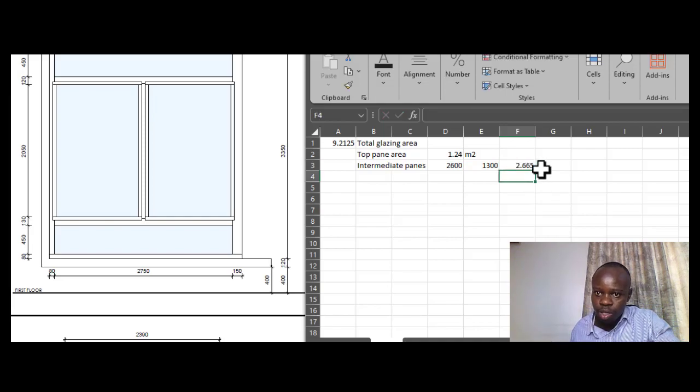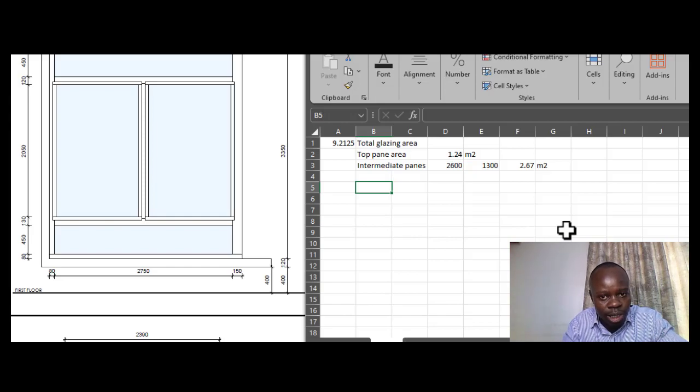Okay, so we can do it in square meters, to 2 decimal places. 2 decimal places would be 2.67 square meters. Okay, and then the other two are 1.24 square meters.